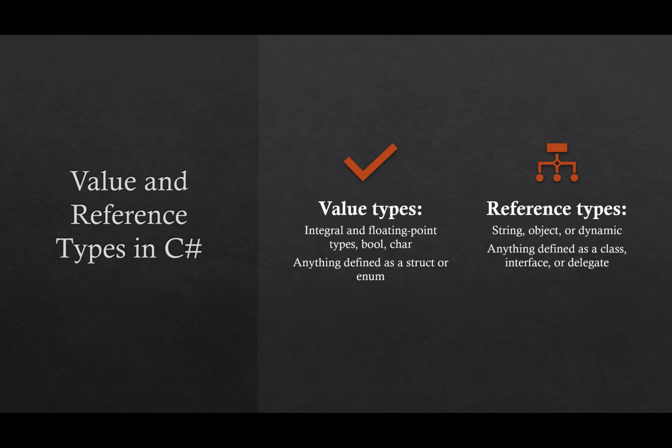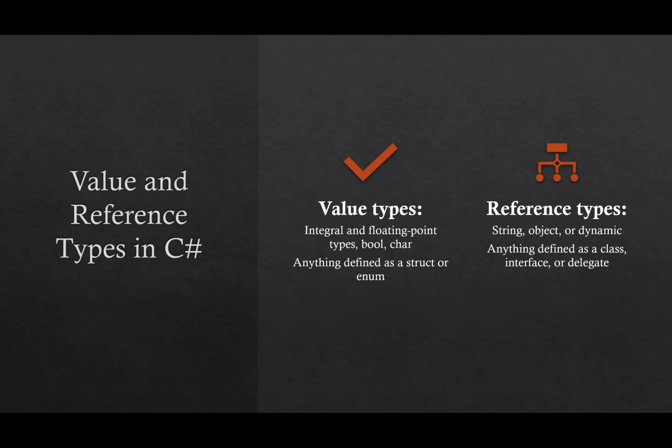and reference types in C#. So value types are integral and floating point types, Boolean, character, so those are the built-in value types in C#. And then you can also define anything you define using a struct or an enum. Those are all considered value types in C#.